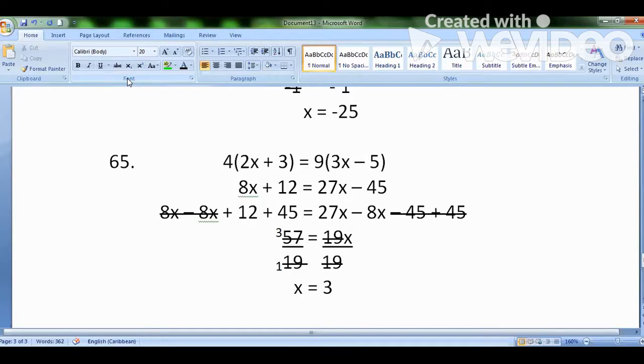Sir, when there is a plus sign, you use a minus, or when there is a minus sign, you use a plus. Yes, one time you want to cancel, one time you want to get rid of something. So for example, if you want to get rid of minus 45, you use plus 45. If you have plus 12, just use minus 12 to cancel it out. Okay. All right. Any questions?